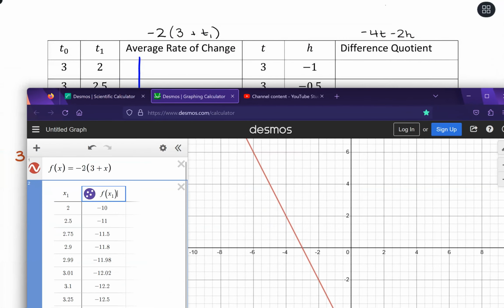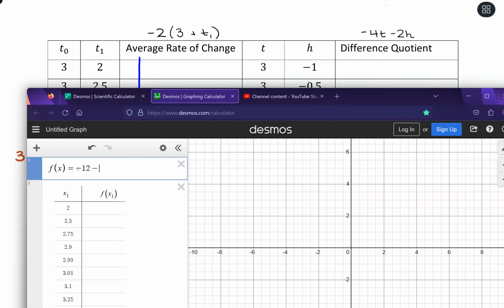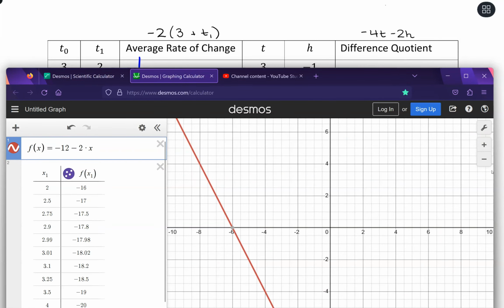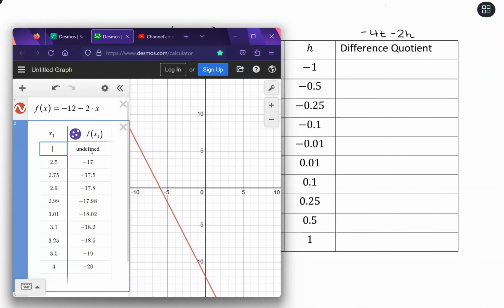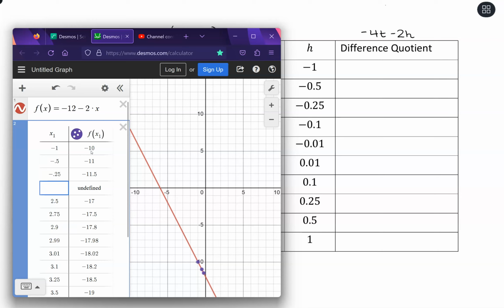So what I'm going to do is change my function, and instead of t, I'm just going to put 3 there. So it's really going to be -4 times 3, so -12 minus 2 times x. And I need to change my table so that it matches those values. Let me just adjust my screen here so I can see everything. So I'm going to have -1, -0.5, -0.25, -0.1, -0.01, and then jumping above to 0.01, 0.1, 0.25, 0.5, 1.